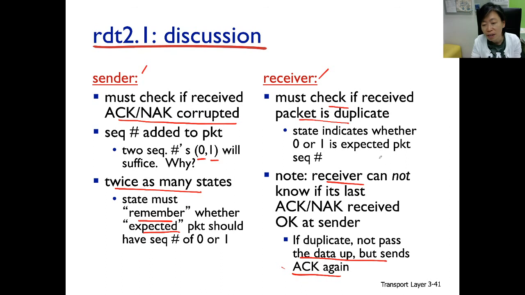So the receiver here needs to be more considerate. In case it's a duplicate packet, send back the ACK again, just in case it's an ACK packet being sent back and it's corrupted at the sender. Now at least the sender will be informed. Everything is okay and move on.